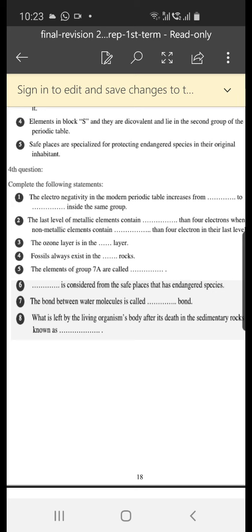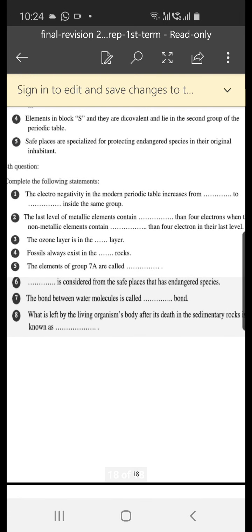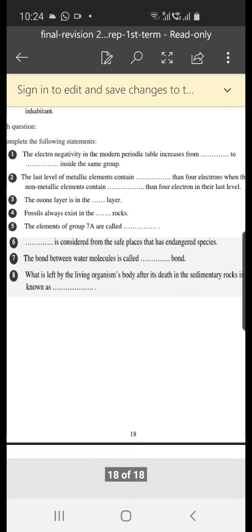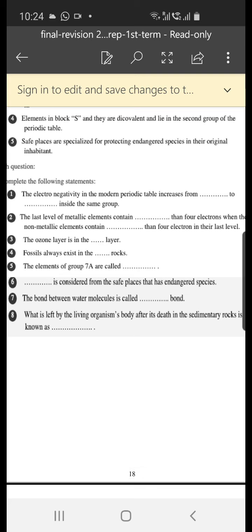Number 2, the last level of metallic elements contains space than 4 electrons. Of course, less than 4 electrons, while the non-metallic elements contain more than 4 electrons in the last level. Number 3, the ozone layer is in the space layer, the stratosphere layer. Number 4, fossils always exist in space rocks. The answer is in sedimentary rocks. Number 5, the elements of group 7A are called, of course, halogens.